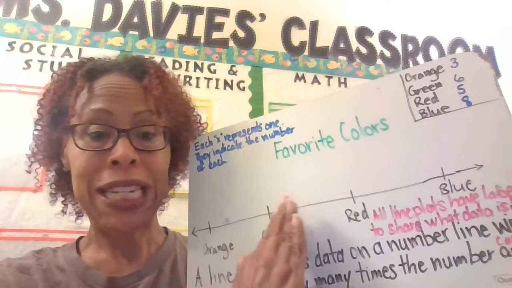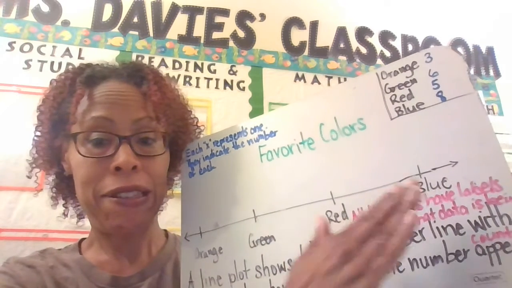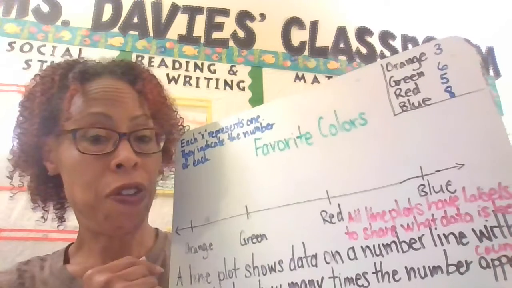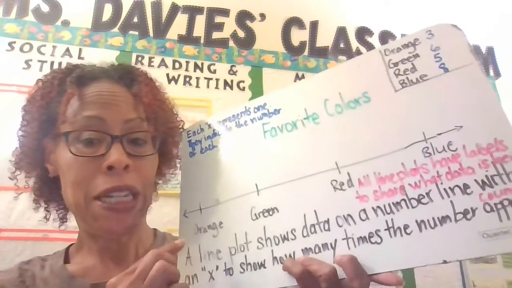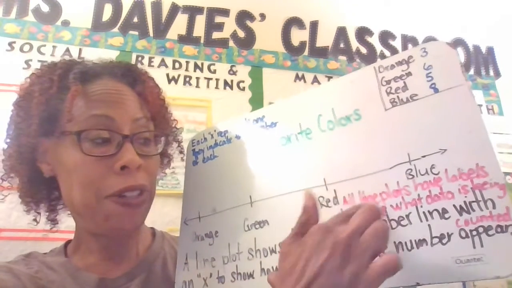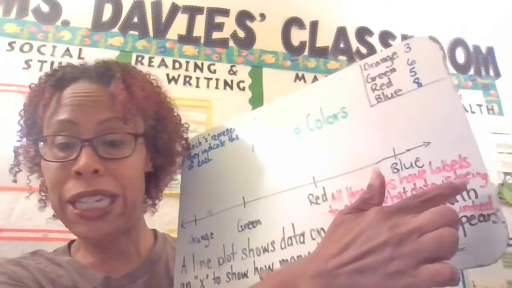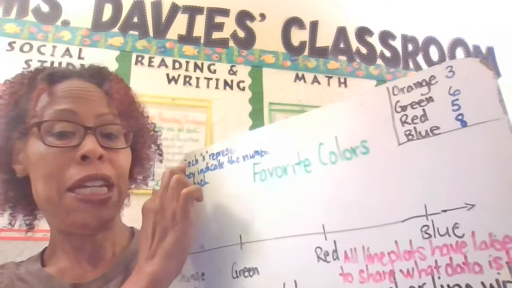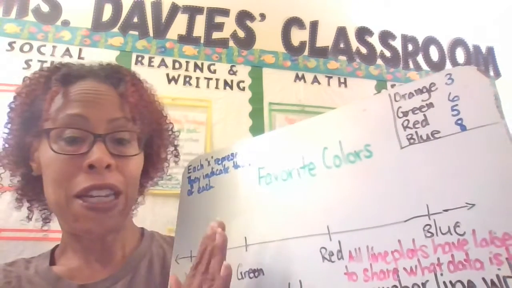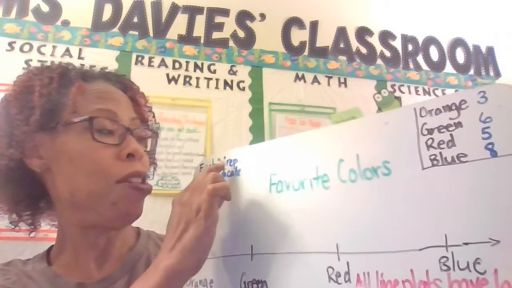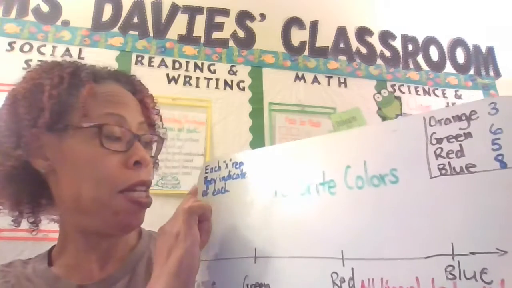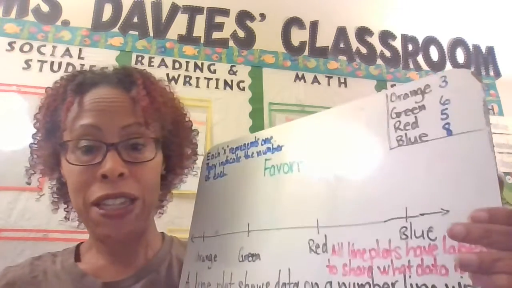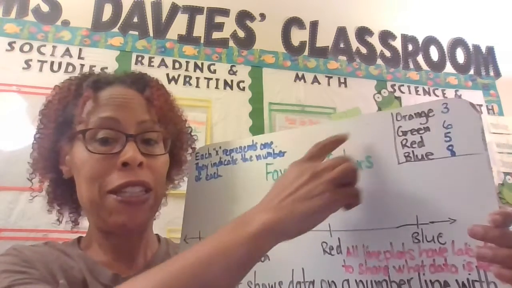There is also an x-axis, the horizontal axis. There isn't so much of a vertical axis, but again, all line plots have labels to share what data is being counted. So there are labels, and each x, you don't see the x's yet, we'll put them on in a second. Each x represents 1. They indicate the number of each. Okay, in this case, we're talking about colors. So let's look at the data.